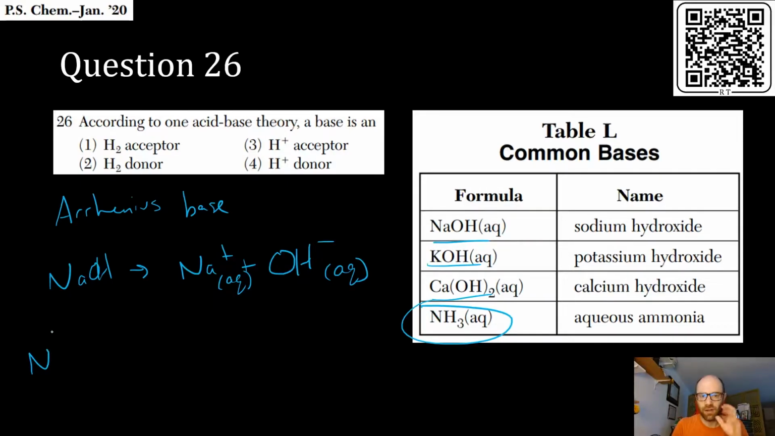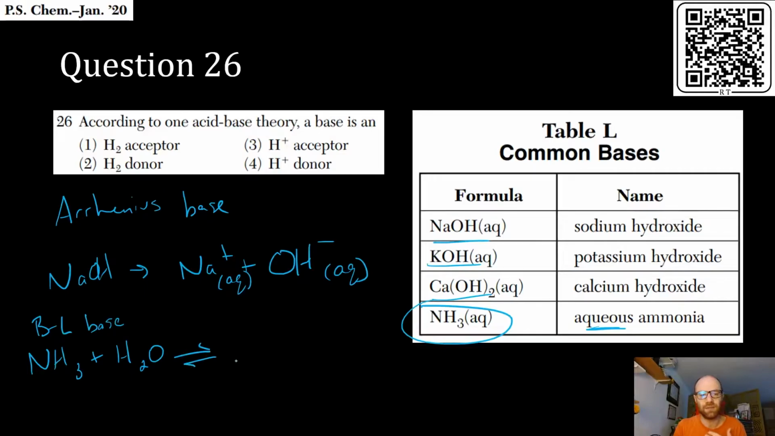The alternate acid-base theory is known as the Bronsted-Lowry acid-base theory, and it instead looks at how bases work through chemical reaction. We're going to react our ammonia with water. Your clue here is that it says aqueous, right? That's the hint, like, hey, there's water here.